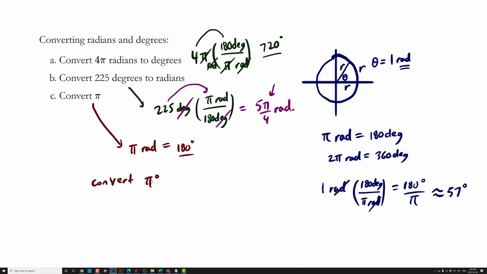So pi degrees is the same thing as pi degrees times 180 over pi radians. And as you can see, the degrees cancel out. And now we have pi times pi, which is pi squared over 180. And now we have radians. So be careful.